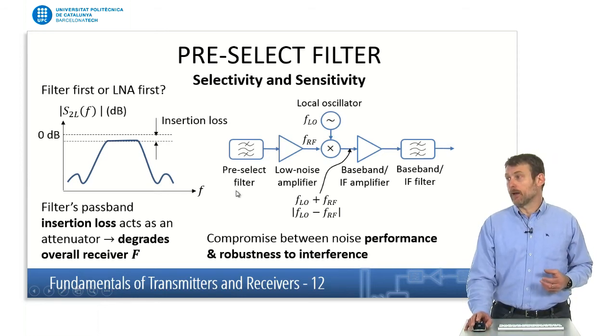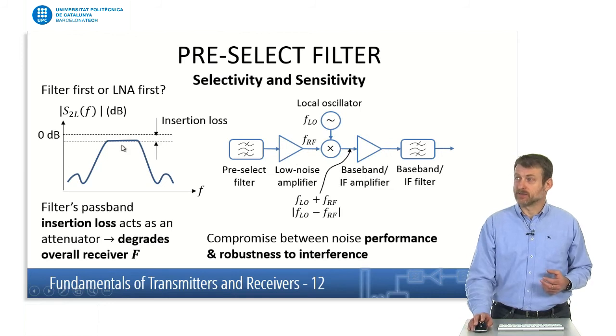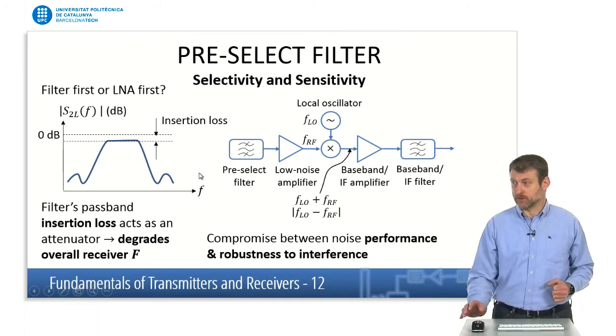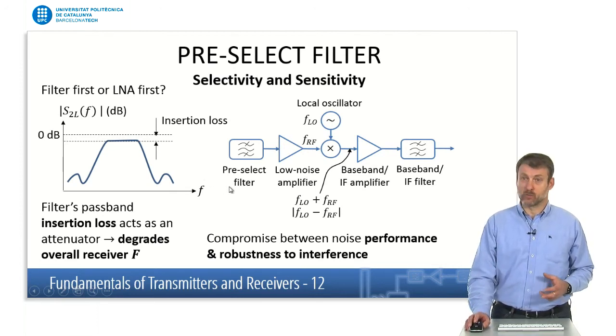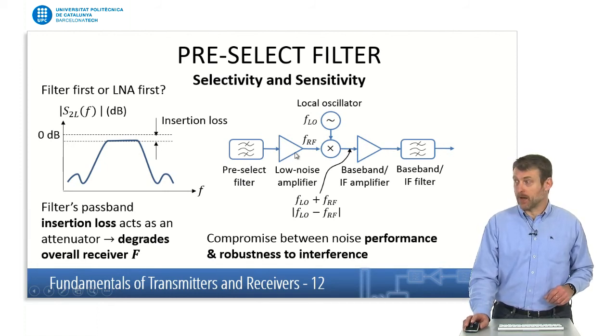So if we place this pre-select filter ahead of the low noise amplifier, it's very important that we minimize the insertion loss in order to not degrade the noise performance of the receiver. Otherwise, if we don't expect interfering signals in our receivers, we also have the option of placing the pre-select filter behind the low noise amplifier.